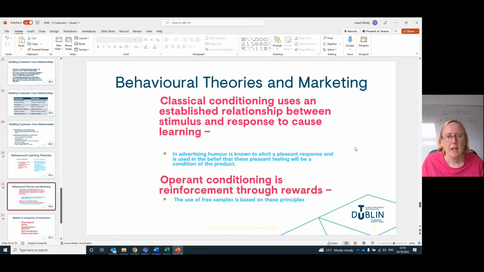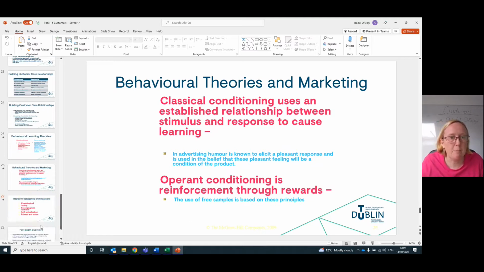Operant conditioning is, in marketing, where the use of free samples is used. So obviously, the reward is the sample and so on.